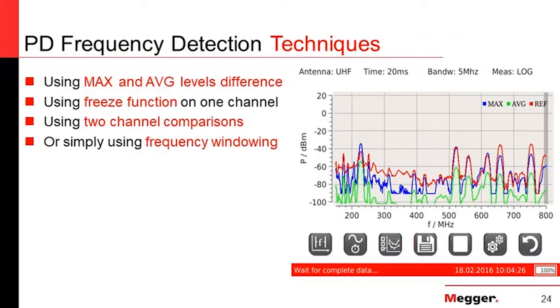Third is two-channel comparison. You have two channels, you can compare them and see what's the difference, and then look for the frequencies of interest. The other one is simply frequency windowing. You just select a frequency band from the lower frequency to the upper frequency and scan the frequencies manually, or do the frequency windowing and check each frequency separately to see what's the difference.